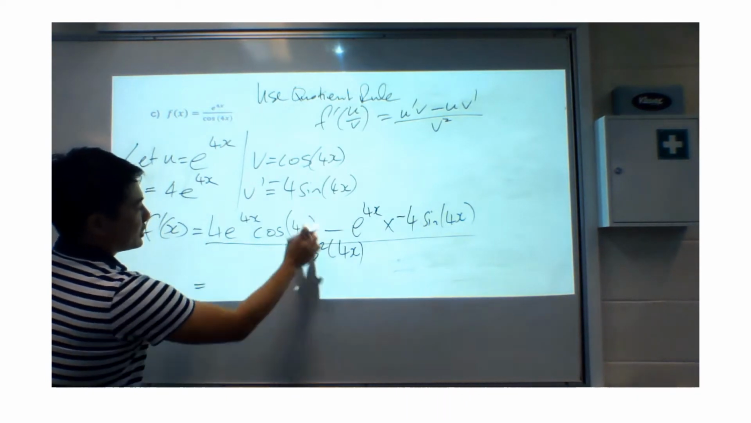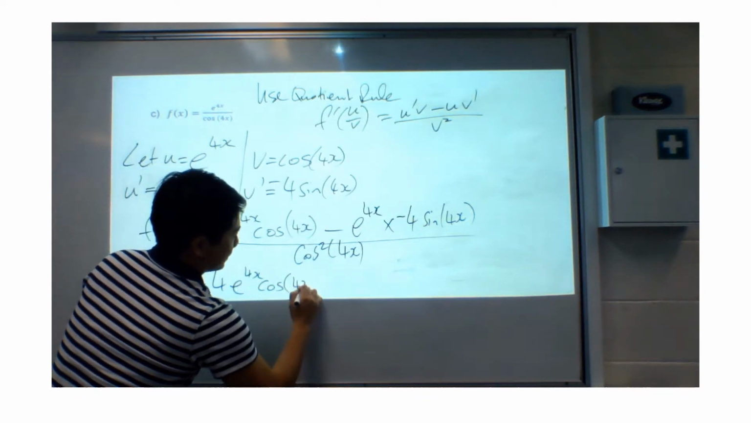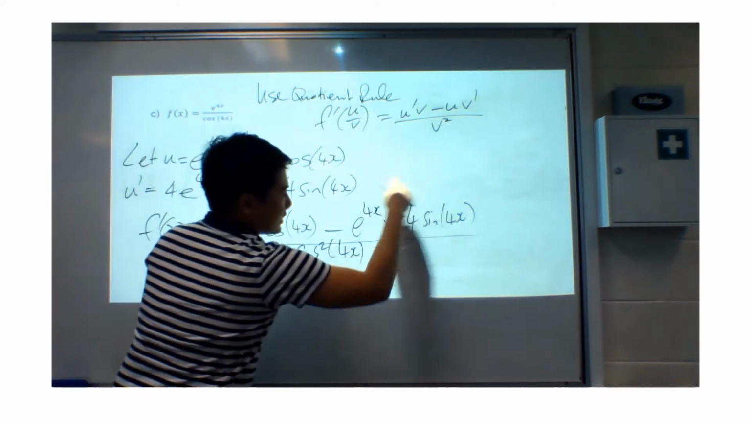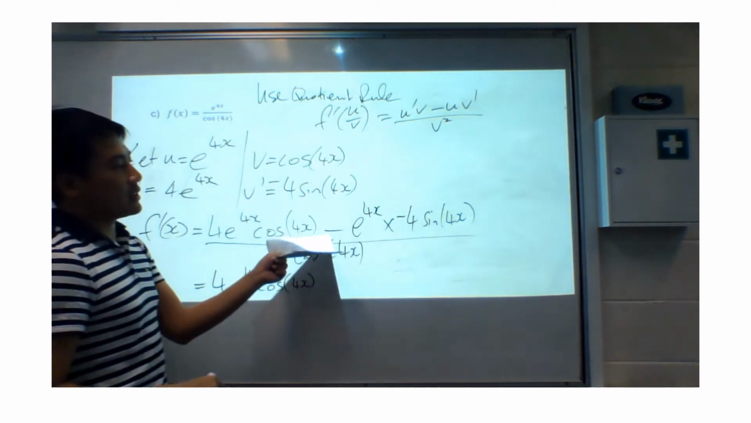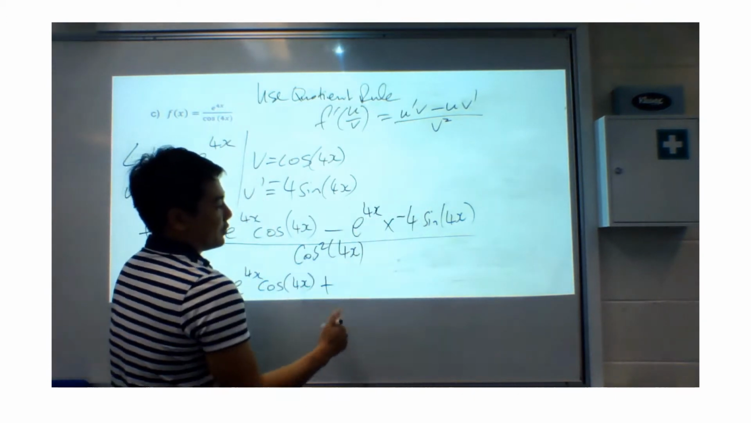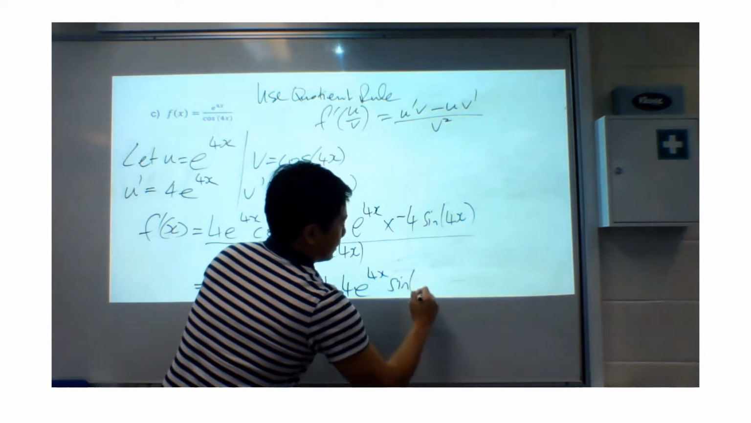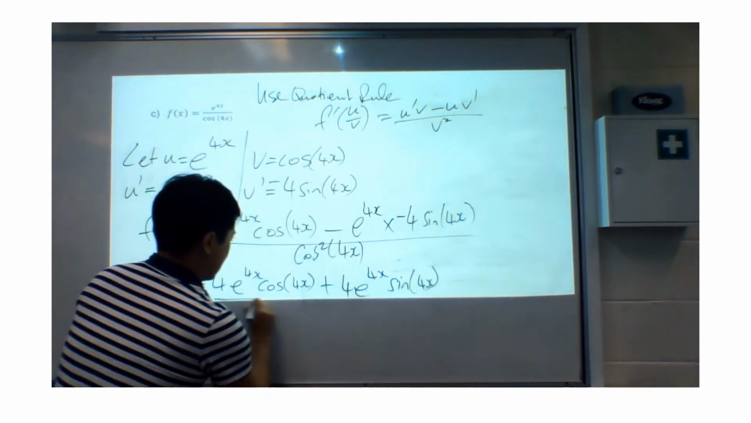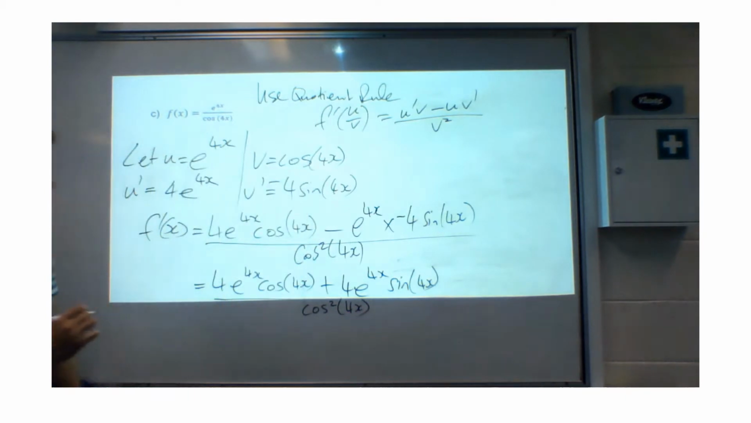You don't need to do much here. 4e 4x cos 4x. This, you need to clean it up a little bit more. I've got a negative multiplied by a negative, it becomes a positive. Bring the 4 up the front. 4e 4x sine 4x over cos square 4x.